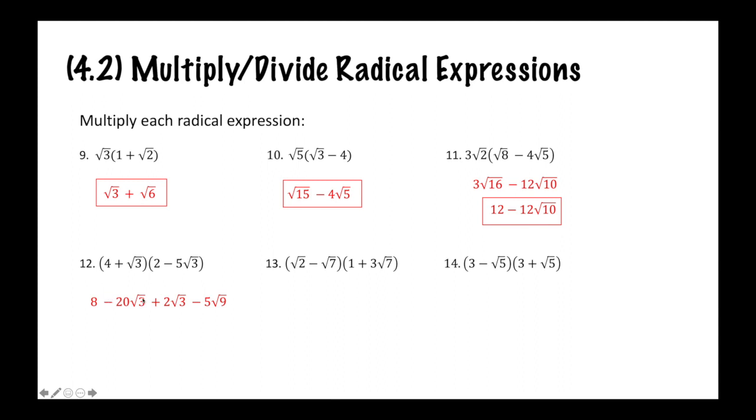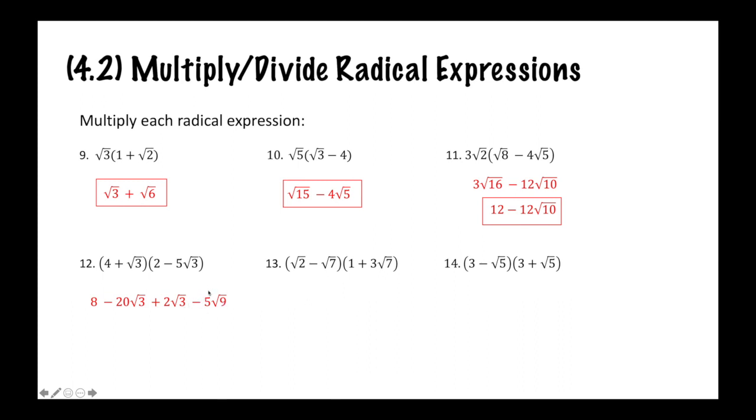Now, before I box this in and say it's the answer, I have to look for anything that would simplify. So the 8's not going to simplify. These two will combine. So we're going to want to put those together to give me negative 18 root 3. And then finally this one over here, the square root of 9 is 3.